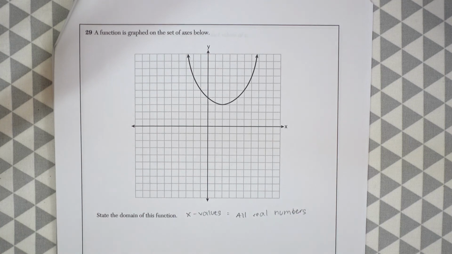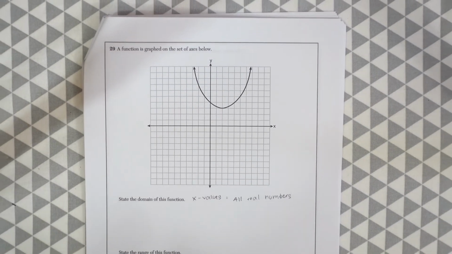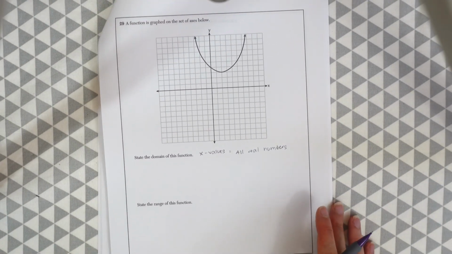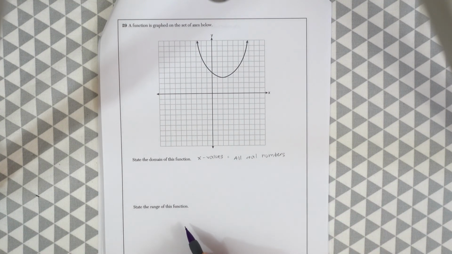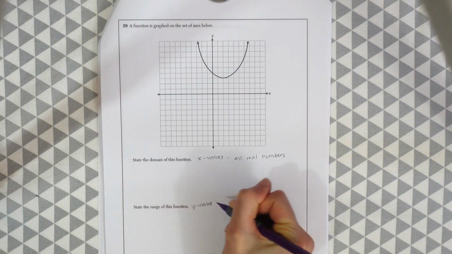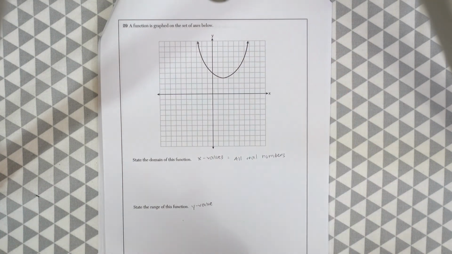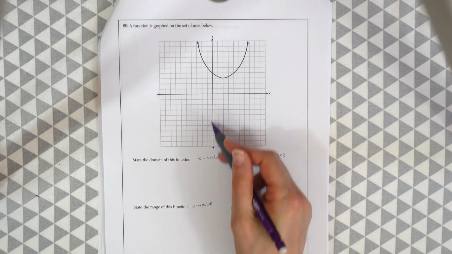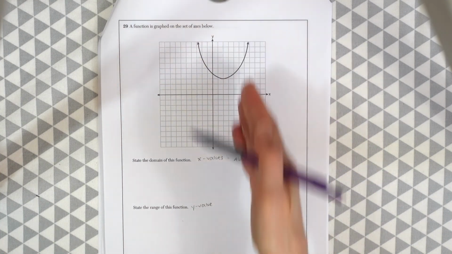Now, another part of this question asks to state the range of this function. So the range is all the y values. So if you look at our y-axis, we want to think about what goes along this graph, up and down.